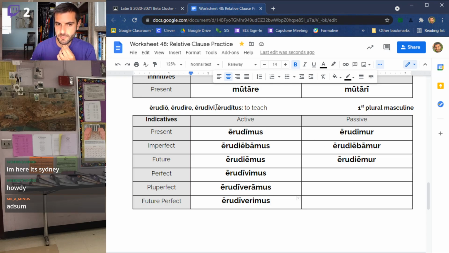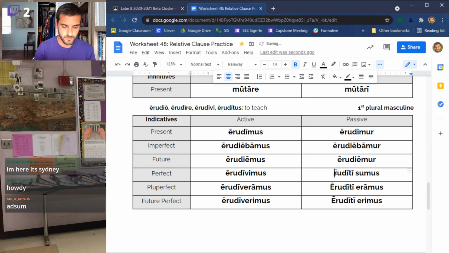And for perfect passive, we use the fourth principal part. Eruditi, to make it masculine and plural, eruditi sumus, eruditi eramus, eruditi erimus. Fun little English word from that. A word that only someone who knows the meaning of this word would know, and that's erudite. If you are erudite, that means you are a learned, educated person, which means you might know what erudite means.